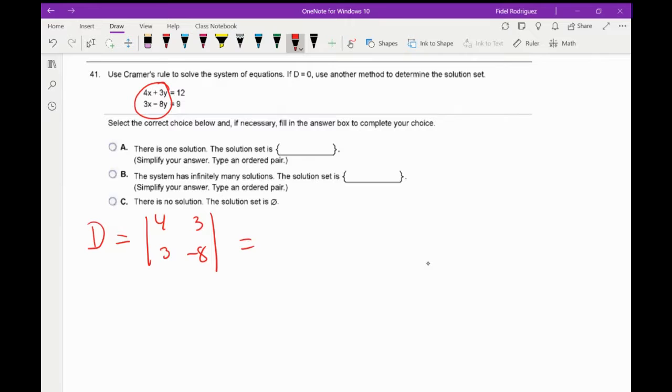And the way we find this determinant, we're going to multiply along the diagonal. So I'm going to multiply those. So 4 times -8 is a -32. And we're going to subtract those numbers being multiplied, -9.